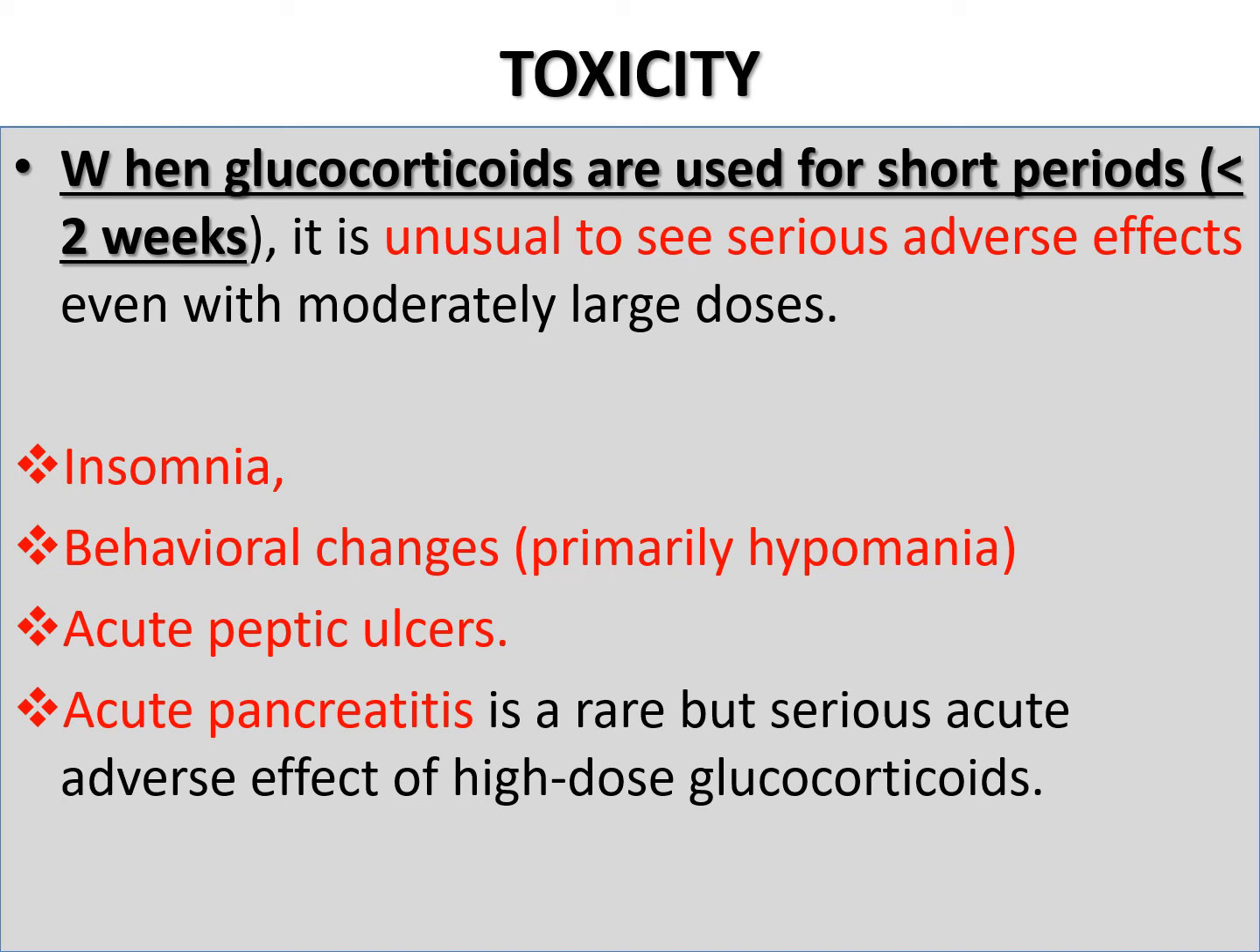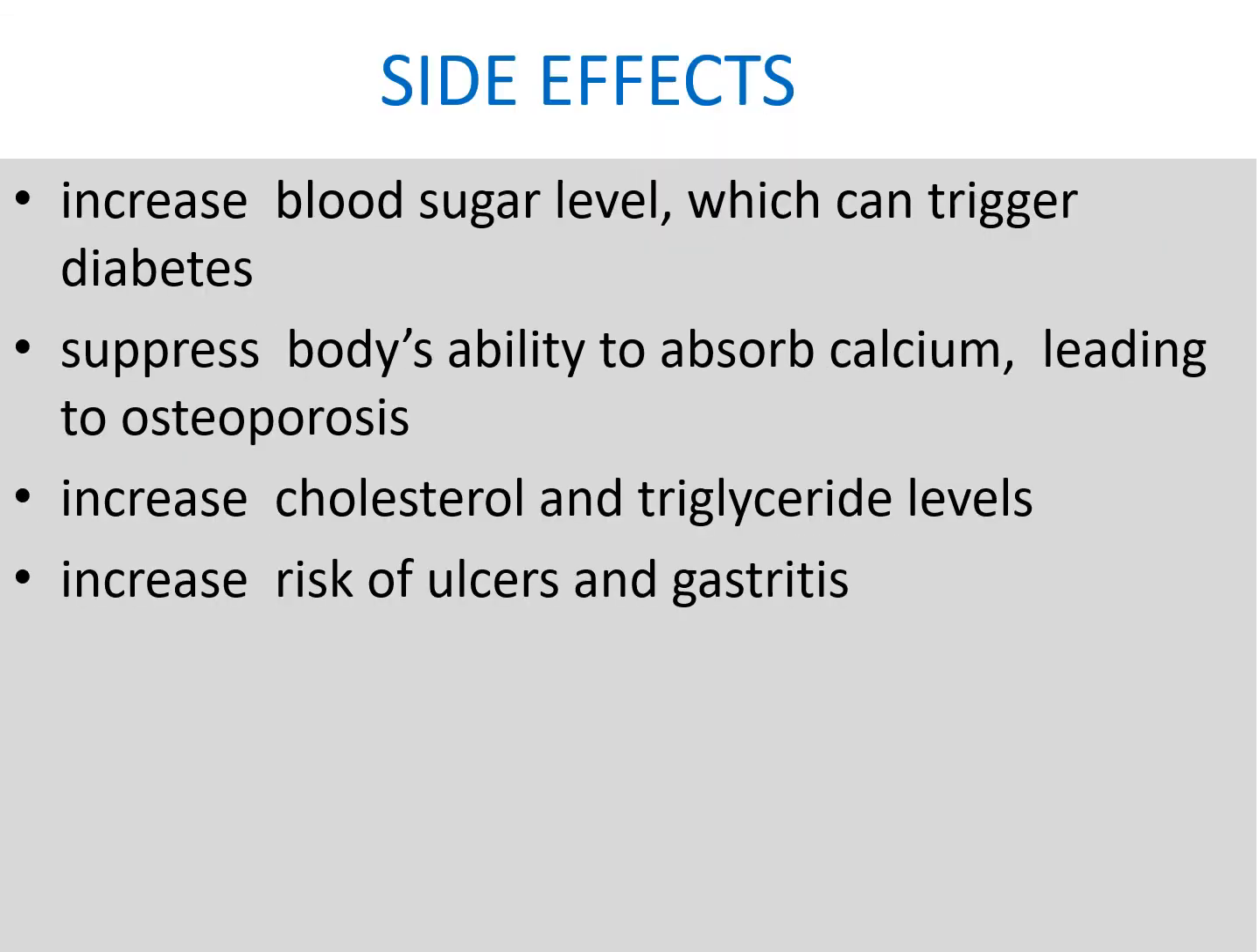When you are giving any drug for a long period of time, you will experience the toxic effects. So what are the toxic effects, and after how much time can you see them? Usually more than 2 weeks. After 2 weeks, the patients may experience insomnia, behavior changes, peptic ulcers, and sometimes acute pancreatitis as well.